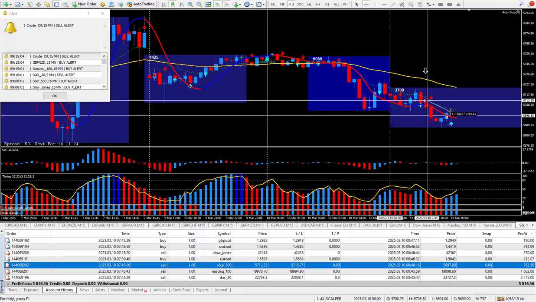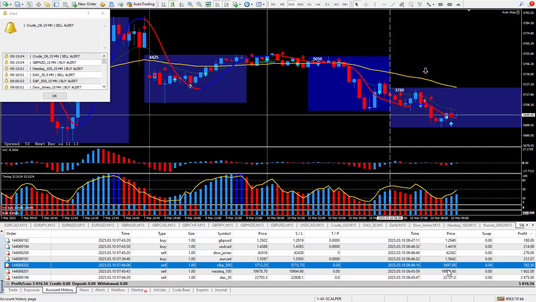Calculator says it should be 152. So let's go and look for that 152. There it is right there. 152 ticks paying out $762.